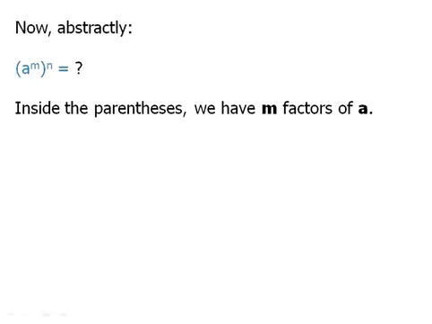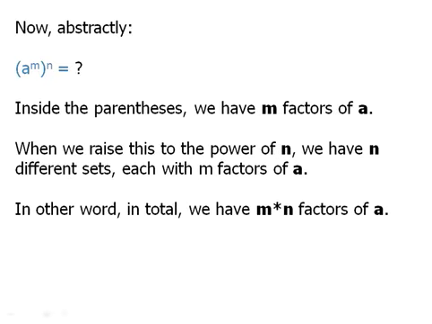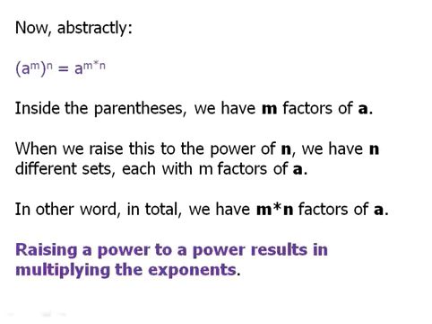Now we'll do this a little more abstractly. Inside the parentheses, we have m factors of a. When we raise this to the power of n, we have n different sets, each with m factors of a. In other words, we have a total of m times n factors of a. And so that means that the exponent has to be a to the m times n. And that's our law of exponents. Raising a power to a power results in multiplying the exponents.